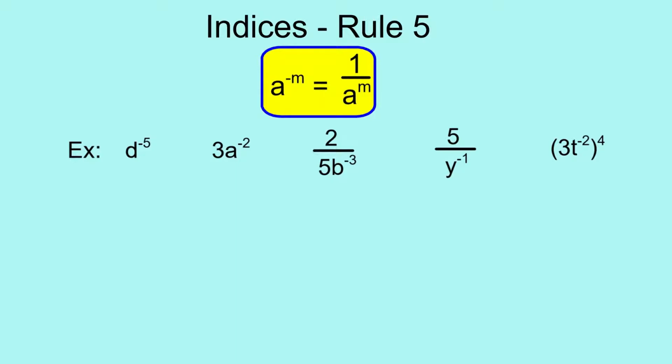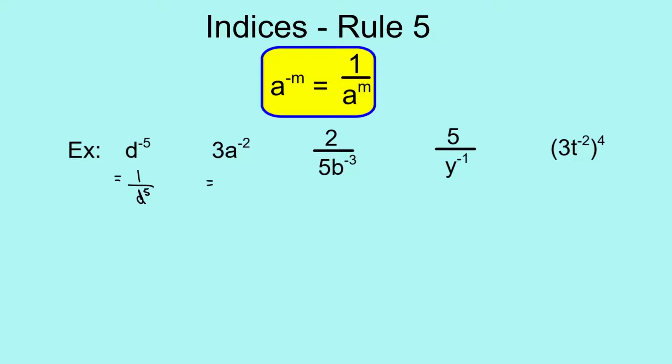There's quite a few different implementations of this, and this is where the rules start to mix together a bit more frequently. Okay, so d to the power negative 5, if we want to have that with a positive power, then we're going to leave the 1 up the top in the numerator, bring the d to the negative 5 down to the bottom line, but make it d to the power positive 5. So that's 1 over d to the power 5.